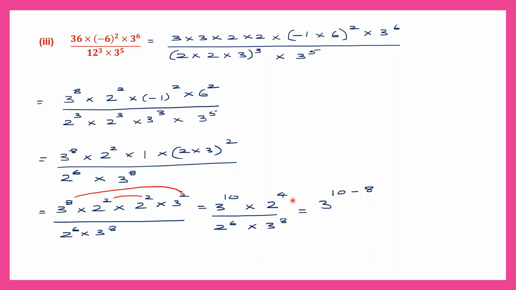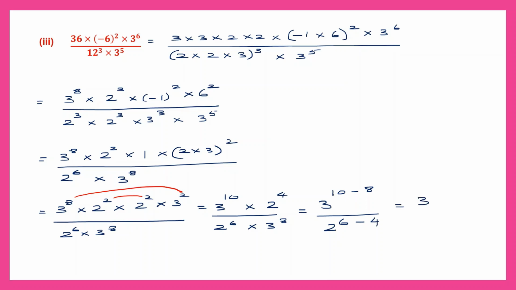Now 2 to the power of 4 divided by 2 to the power of 6. Which is the higher power? The higher power is 6. That means we take 4 down. We take the smaller power down and we subtract it from the higher power. So that means we have 2 in the denominator. We have 6 there. Now bring the smaller power and subtract it. 6 minus 4.